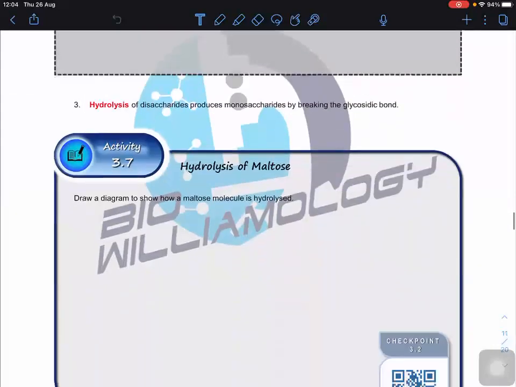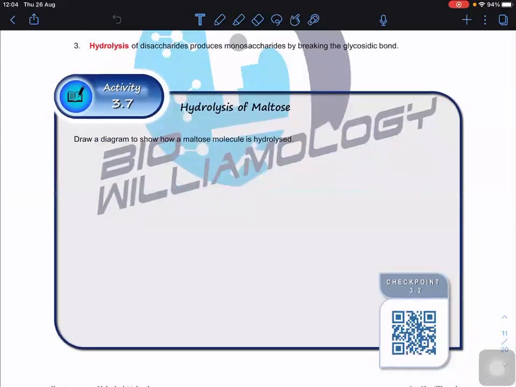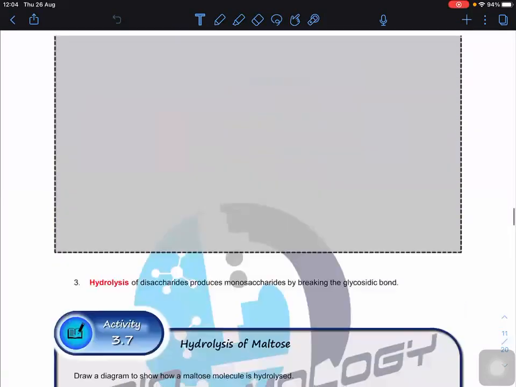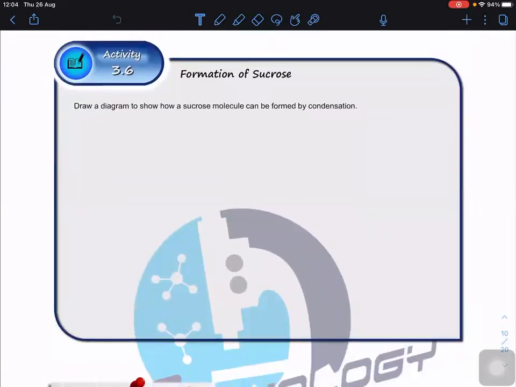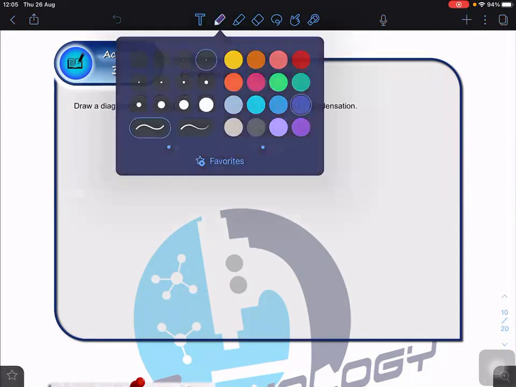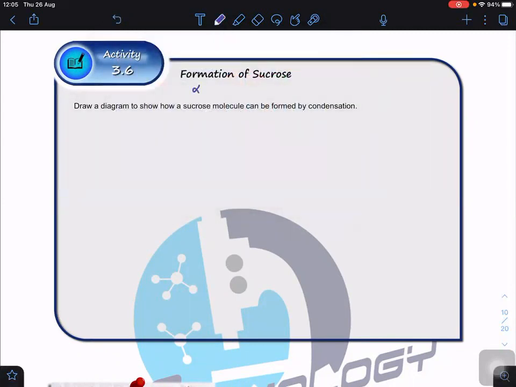And then we have to refer to the hydrolysis, and we're going to use maltose as our model to study the hydrolysis. Okay, so we're going to start first with the formation of sucrose. Before we continue to the formation of sucrose, we have to note that in order to form a sucrose, we do need alpha glucose together with the beta fructose.